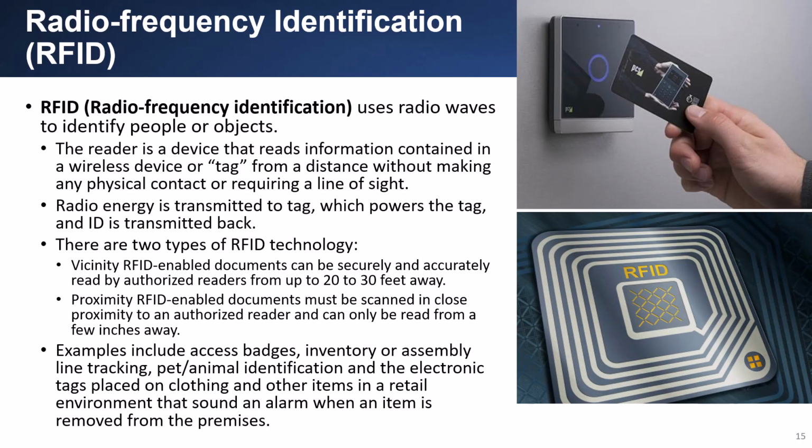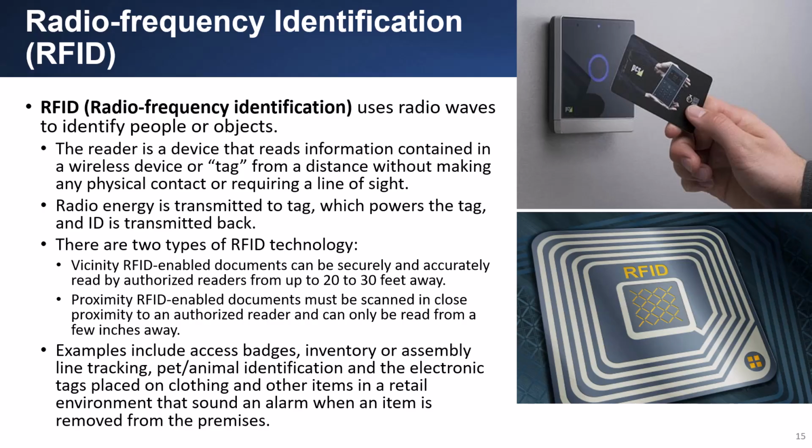Radio frequency identification, or RFID, uses radio waves to identify people or objects. The reader is a device that reads information contained in a wireless device or tag from a distance without making any physical contact or requiring a line of sight. Radio energy is transmitted to the tag, which powers the tag, and ID is transmitted back.